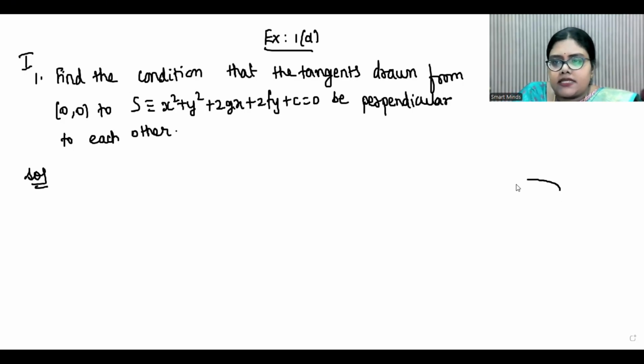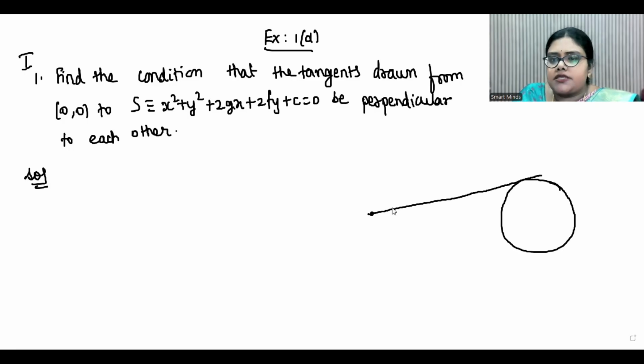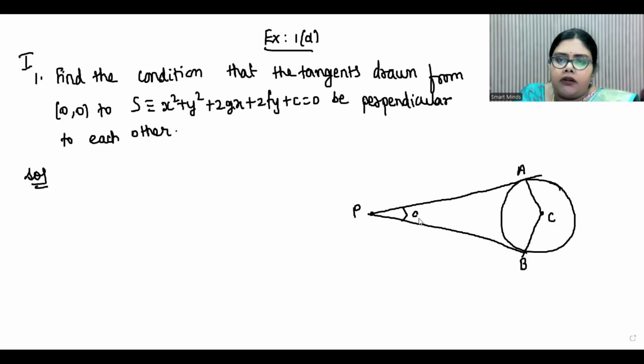So you see this is a circle. This is an external point. From one external point, you can draw two tangents. This is point P, this is A and this is B. And this is center C. Let us join A to C and B to C. Now we should find the condition that the tangents drawn from this point are perpendicular to each other. Means this is 90 degrees. Not show, but it is given that it is 90 degrees. We need to find the condition.